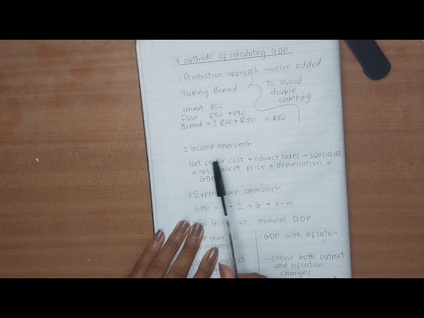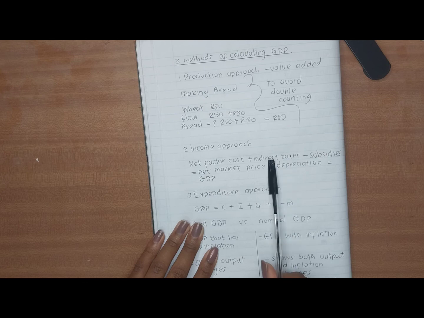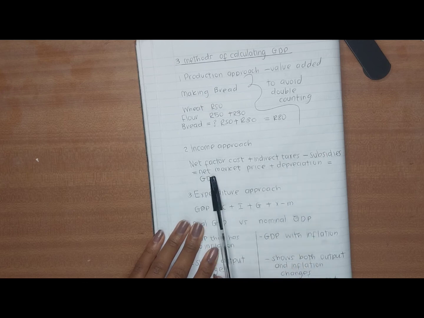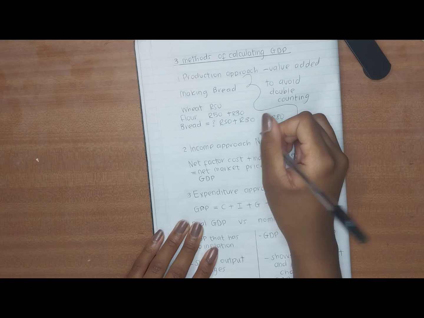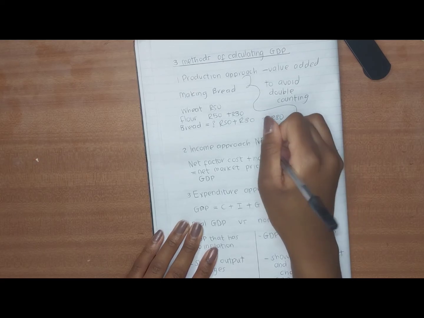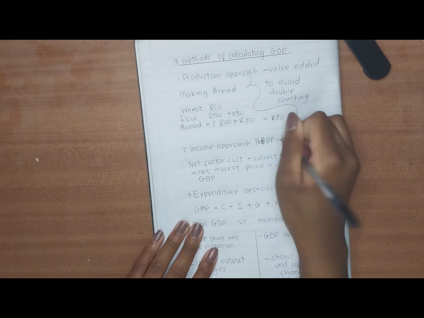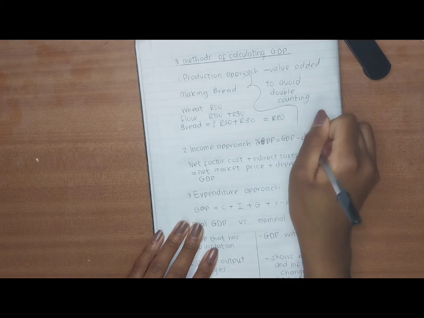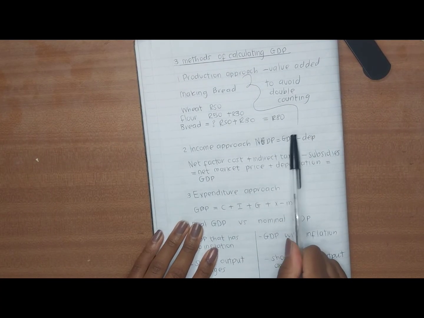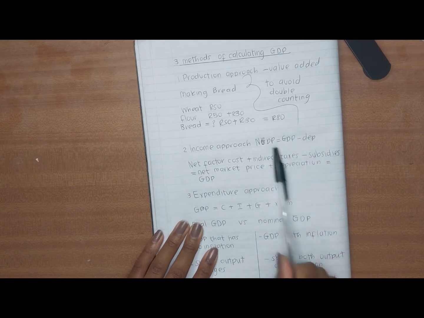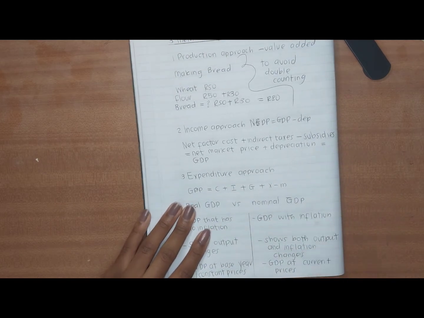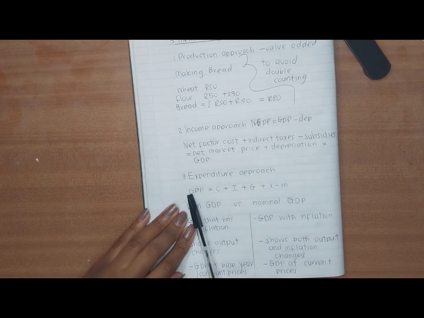So we will add indirect taxes and subtract subsidies from the net factor cost, and then we get the net market price, and then we add depreciation to get to GDP. And the reason why we are adding depreciation and not subtracting it is because, remember, to get to net domestic product, I will take GDP less depreciation. So meaning that to move from net to GDP, it's an equation, so I solve it. So it's going to be net domestic product plus depreciation.